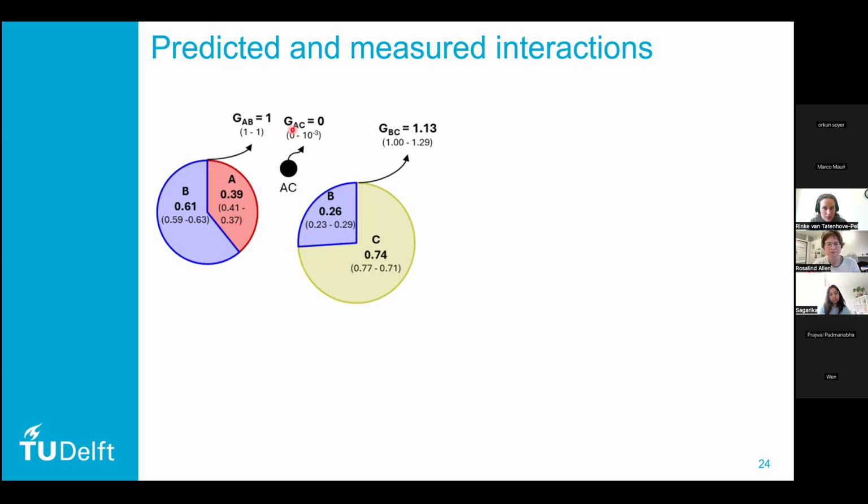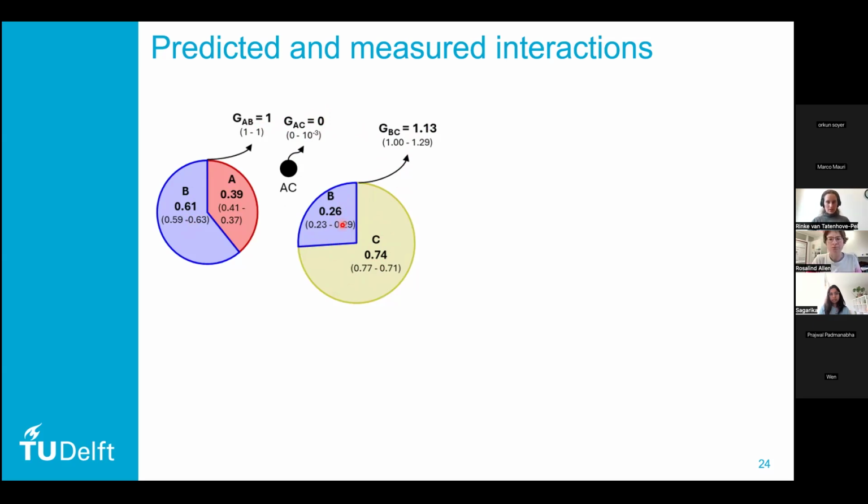And what we see is that when A and C are together, there is no growth. And when B and C are together, there is growth. And if we then look at the fractions, if we have A and B together, we have 39% A and 61% B. While if we have B and C together, we have way more C and only 26% B.